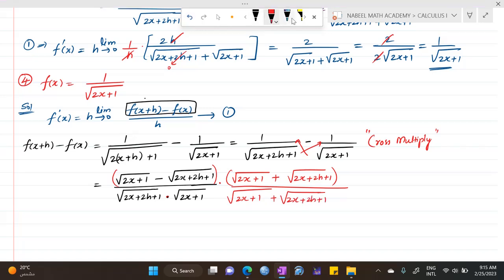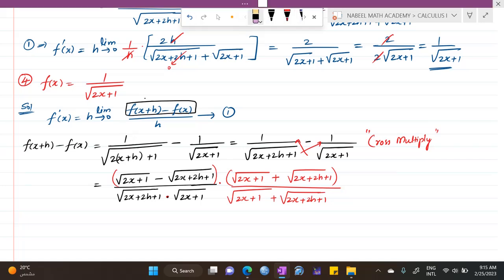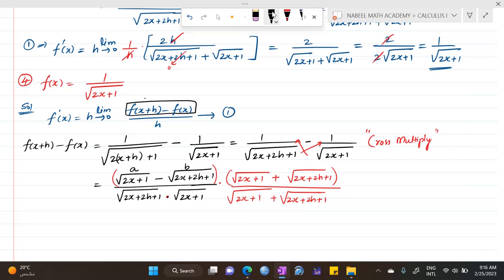So this is the part. Now we will have here the same rule. So what is that one? This is A, this is B, and this is A, and this is B. So what is the rule? A square minus B square. So what we have done? I just write it here. We have done multiply conjugate. So two things we are doing in one problem. So we are also cross multiply and multiply the conjugate.